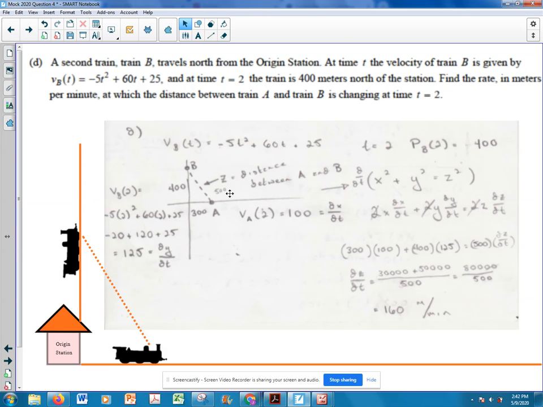Let's see. We need a thing that relates the pieces together, and that would be the Pythagorean theorem. So if I call this x and I call this y, and I call that z, we have x squared plus y squared equals z squared.